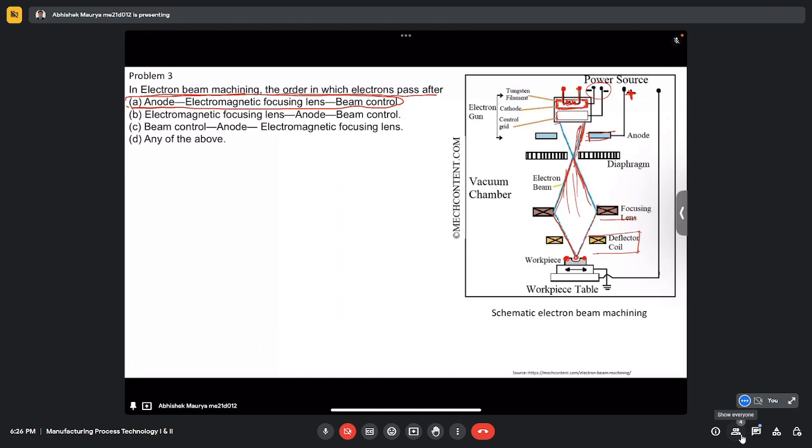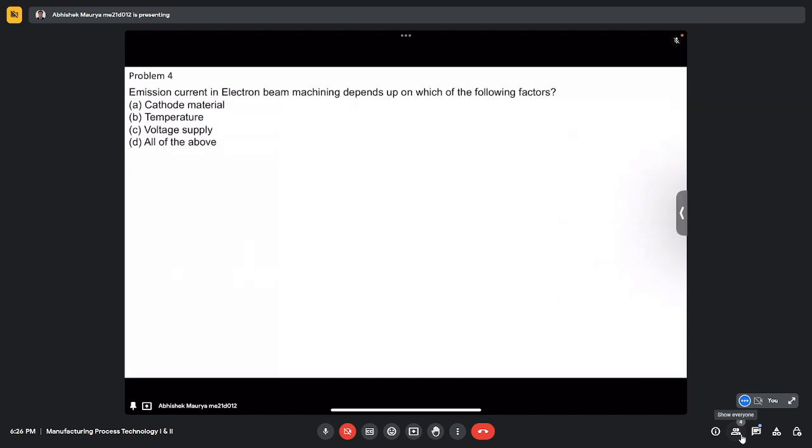Okay, so you have already given the correct answer. So let's move to the next problem. Please read the problem and you can give your response in the chat box. Yes, Praveen? Option D is the right answer. Okay, yes, so both of you are correct.